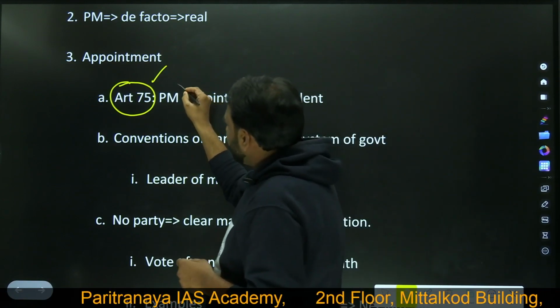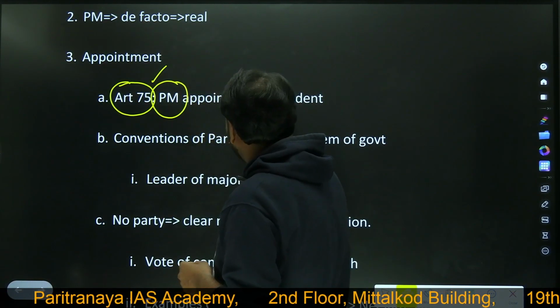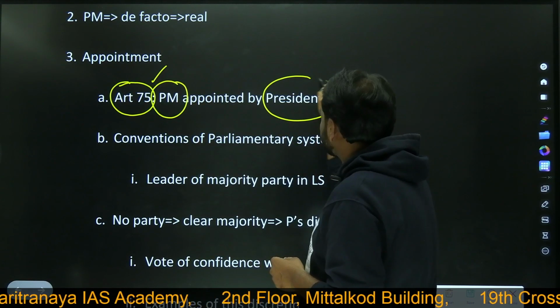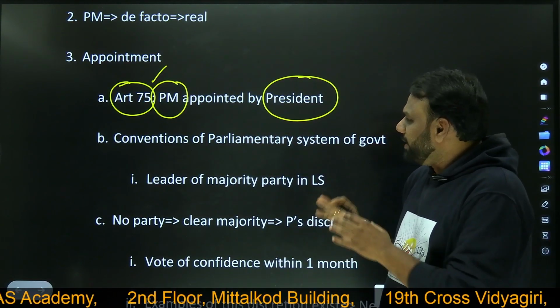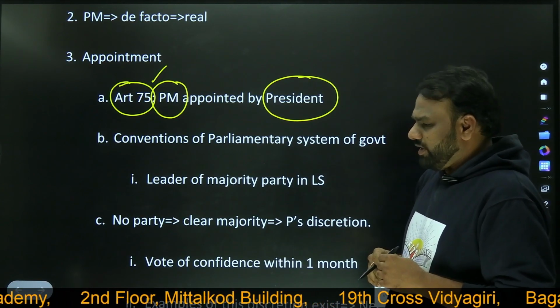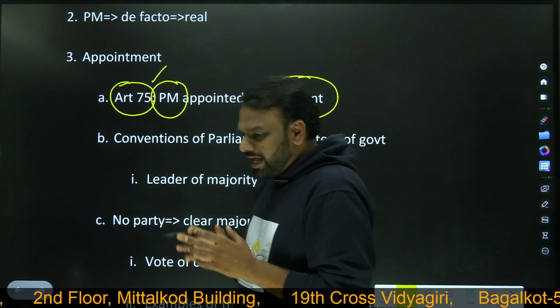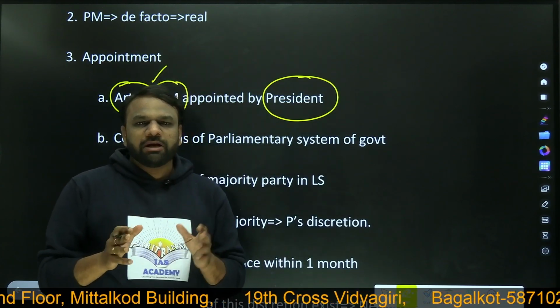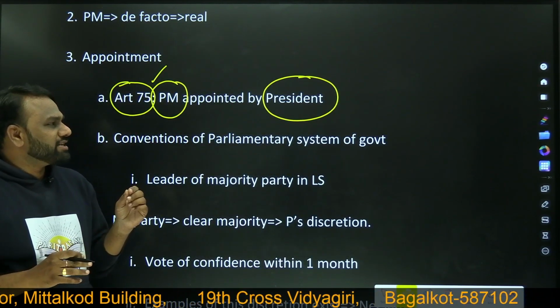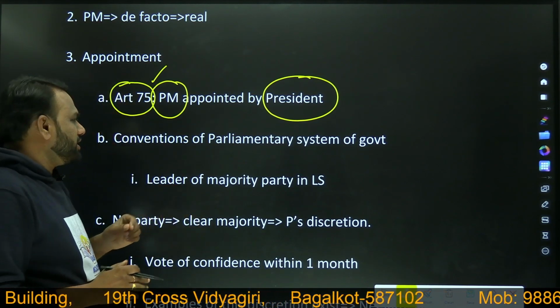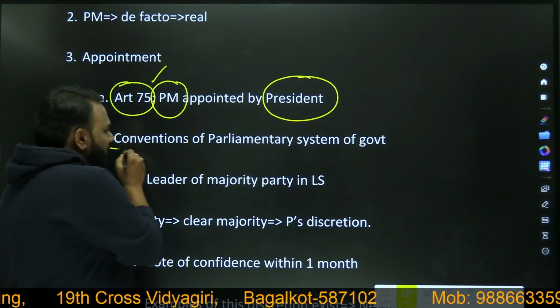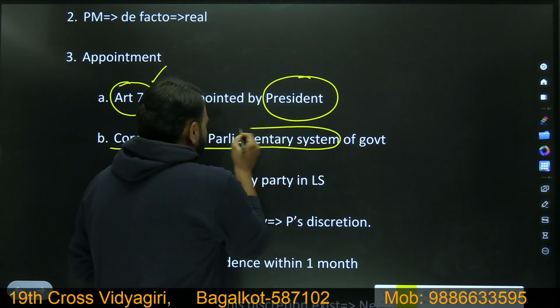So article number 75 says that Prime Minister of India is appointed by President of India. Then whether President has the freedom to appoint any person as Prime Minister? No, President does not have that freedom. So then whom can President appoint as Prime Minister? He should follow the conventions of parliamentary system of government.